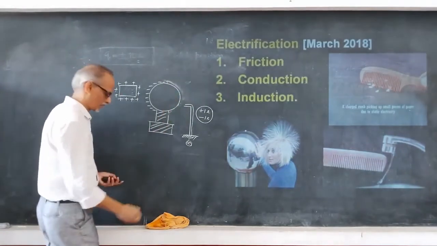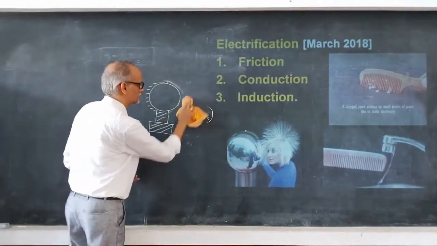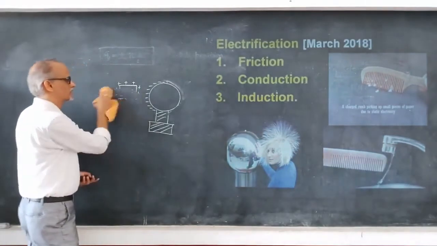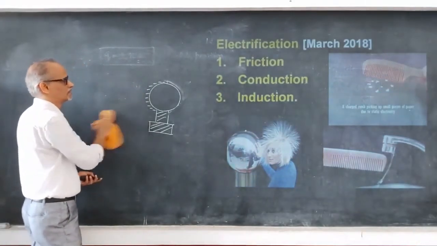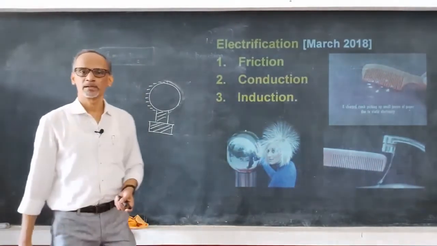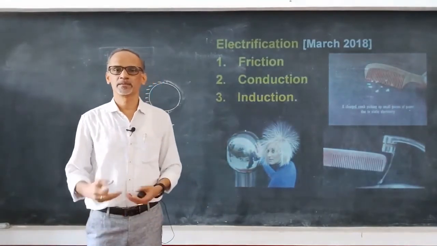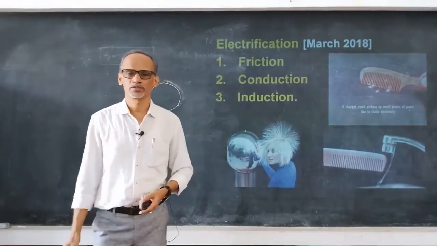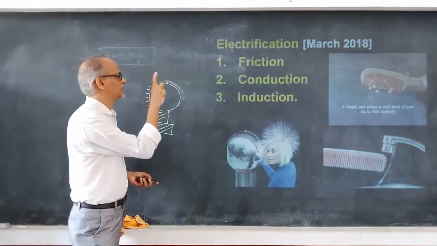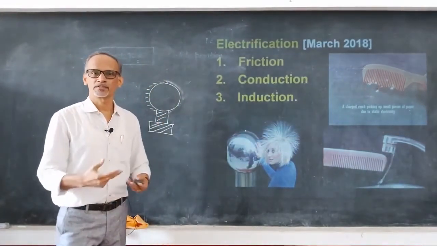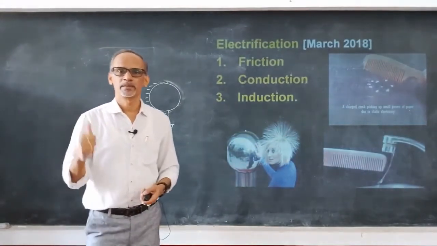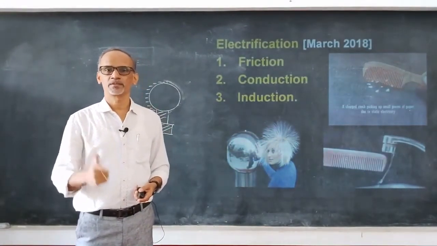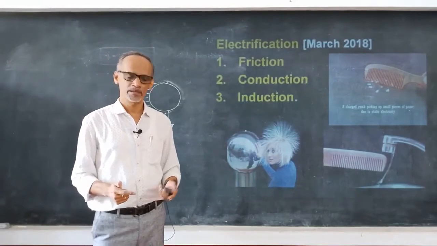Clear? Now you remove the wire and then take this body away. Now you can see what remains on the conductor, only negative charges. So this is the method by which you can charge a body. That's called the third method, induction. So you do remember, the heading explanation is not required. So what are the three methods? Method of friction, method of conduction, and method of induction. Okay.